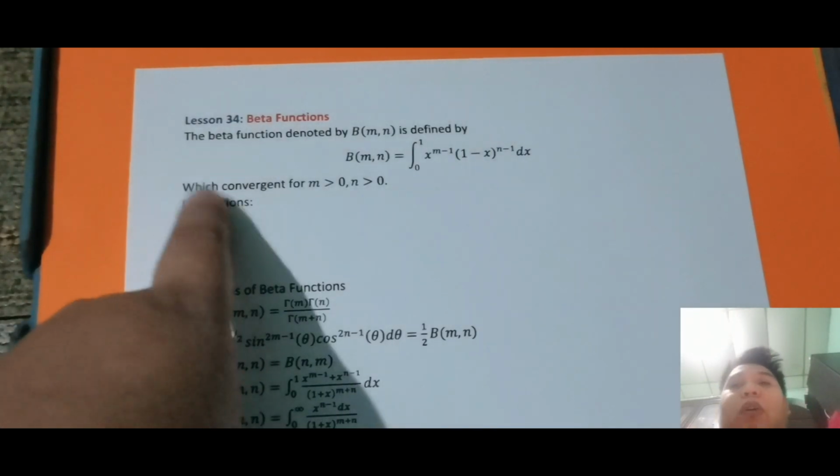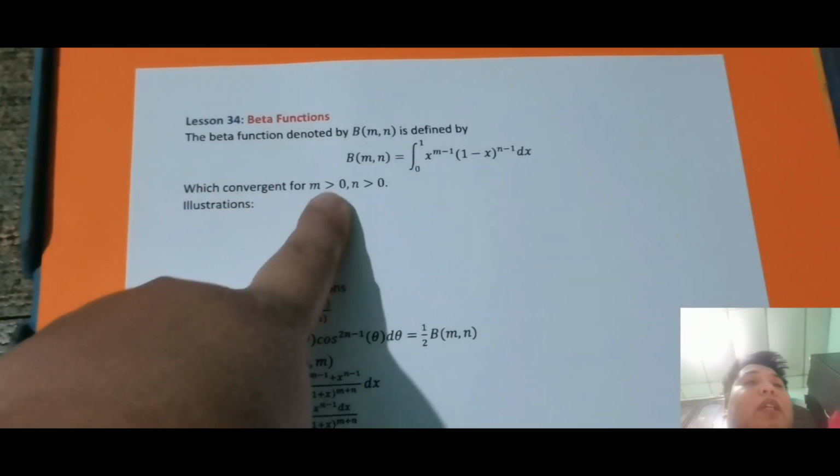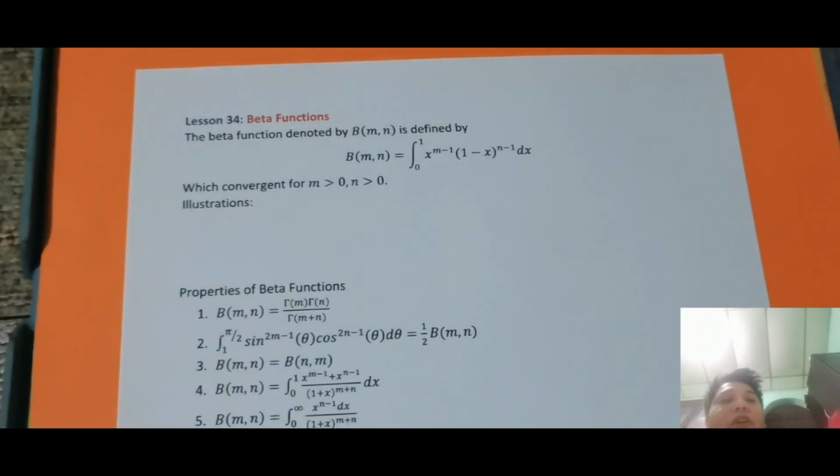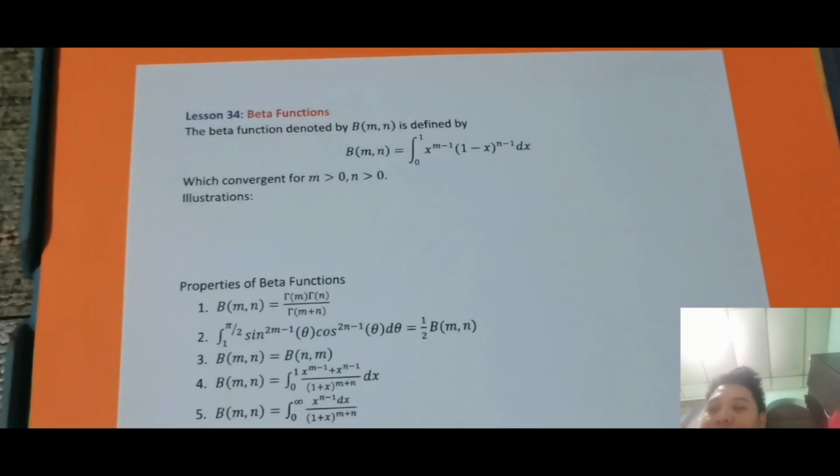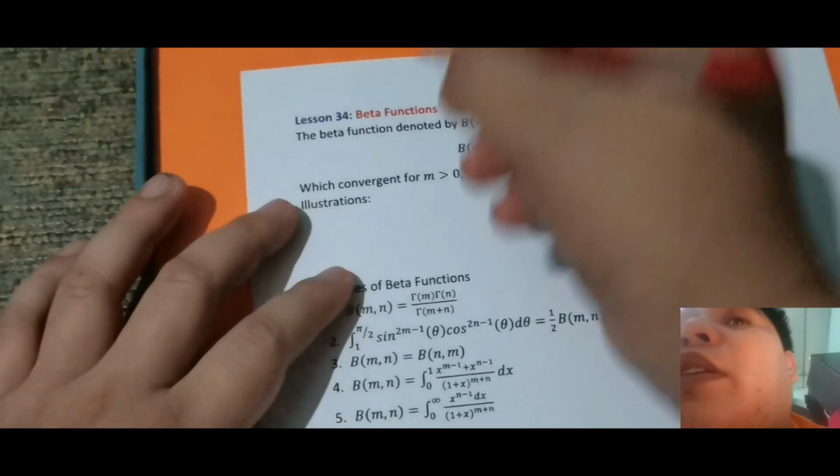Now, move on tayo. Which converges for m is greater than 0 and n is greater than 0. So we have an illustration. So again, another illustration. So similar thoughts lang din naman siya.